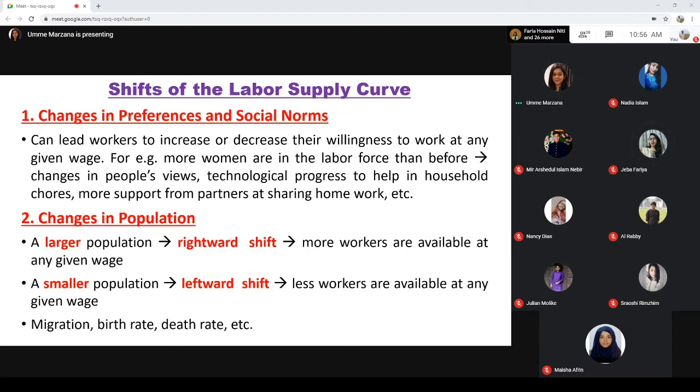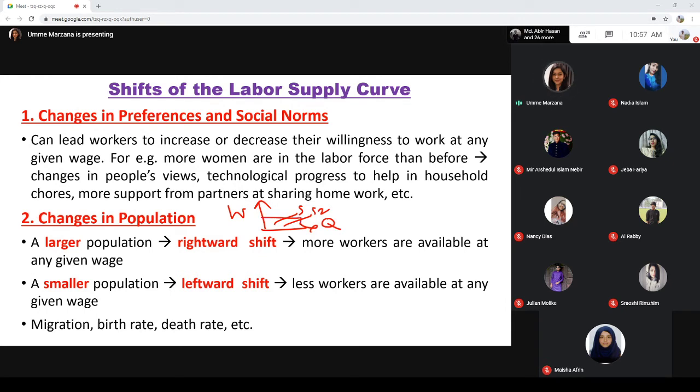Yes, ma'am. So let's say this is my supply curve. This is my quantity of workers in a specific industry. So let's say, journalism, let's say news industry. So ekoi wage e kokhon aro beshi manush kaj korbe? Nishchoyi there has to be another factor. Ekhane ki dekhachchi? It's a shift.